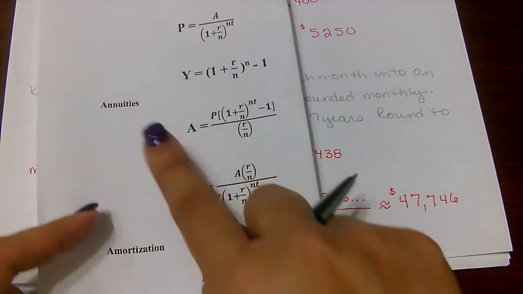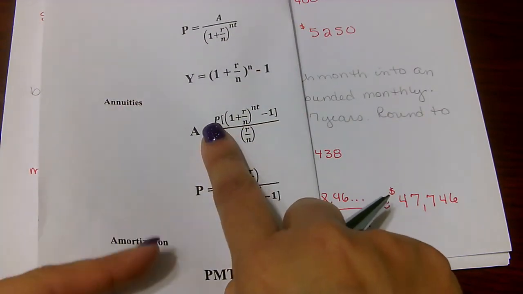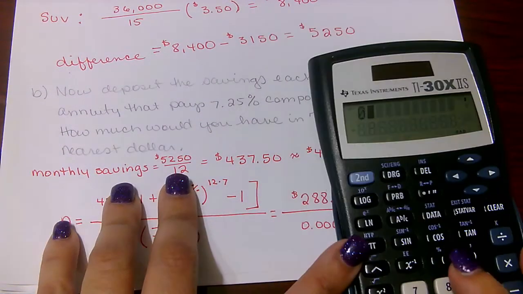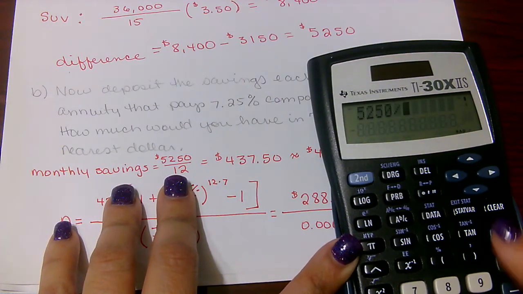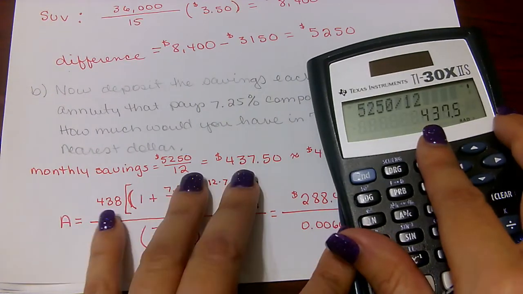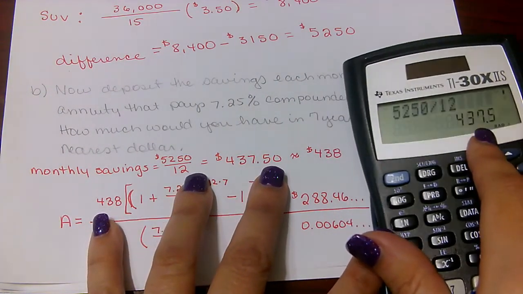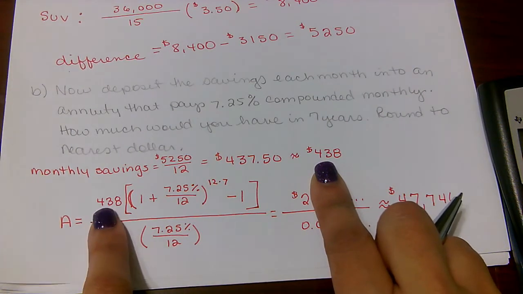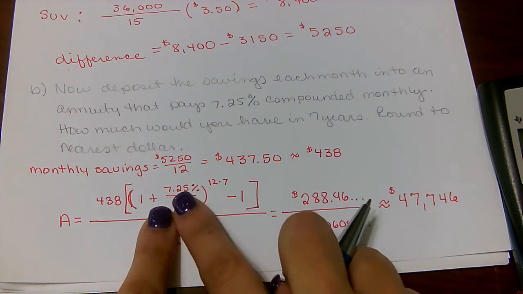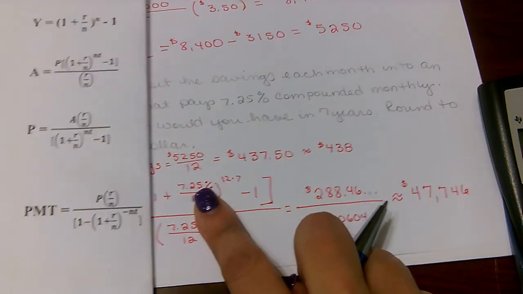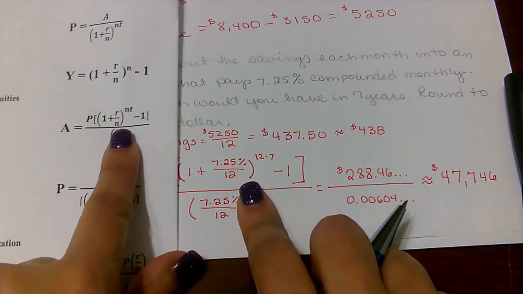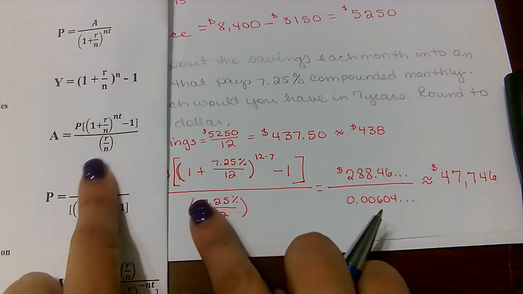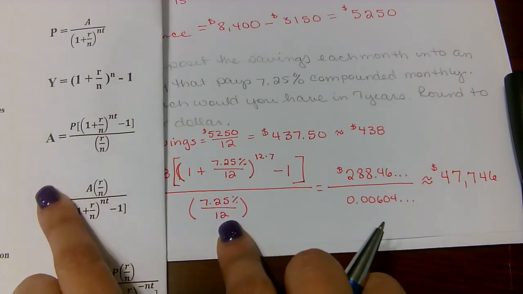We're going to be using the annuity equation that we have here. Our payments, or our principal, is going to be the amount that we're putting in at the end of each month. So if we have saved $5,250, we're going to divide that up into 12 parts. We are saving $437.50 each month if we go with the hybrid. That's approximately $438. So our payments are going to be $438 times (1 plus 7.25%, which is our R, divided by 12 since we're compounding it monthly). Raise that to 12 times 7. Minus 1, all of that divided by 7.25% divided by 12.